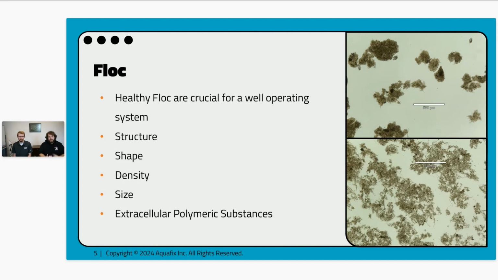We look at floc size. Generally speaking, we want moderate size floc. Anything over 500 micrometers is considered a large floc. Anything under 150 micrometers is considered a small floc. You tend to want to be around that medium range, so about 300 micrometers in average floc size.